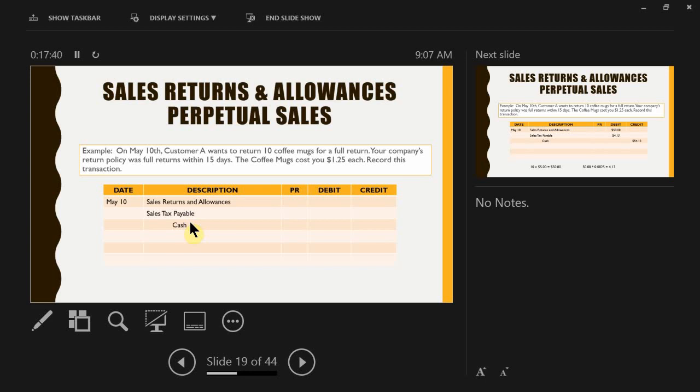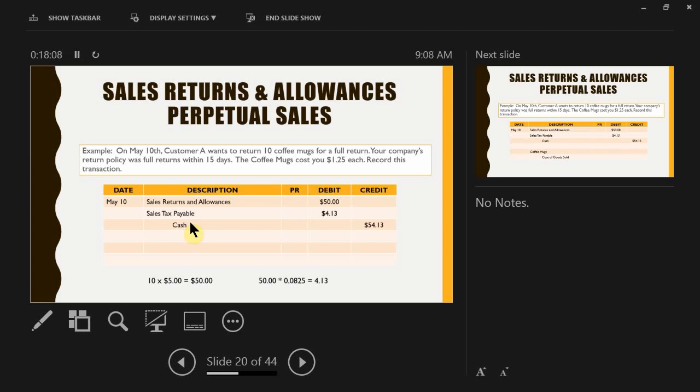So in this case, if I sold each cup at $5, how much money am I giving them back? Okay, so let's calculate: $50. How much tax am I going to be refunding? Correct. So therefore, in grand total, I'll be giving them back $54.13.